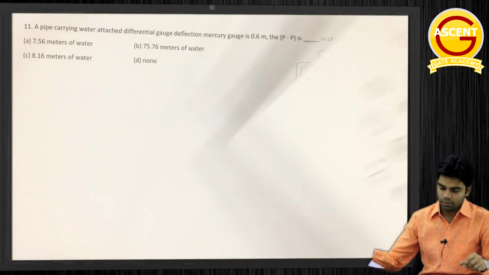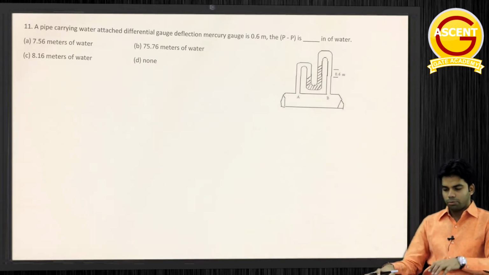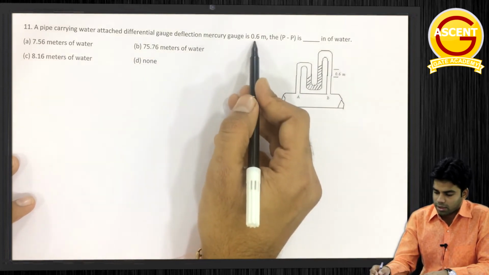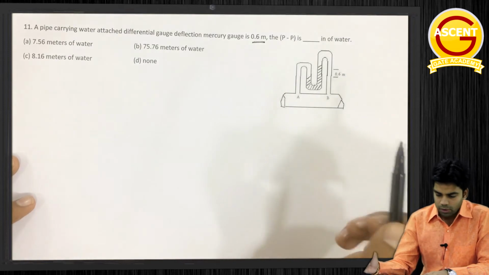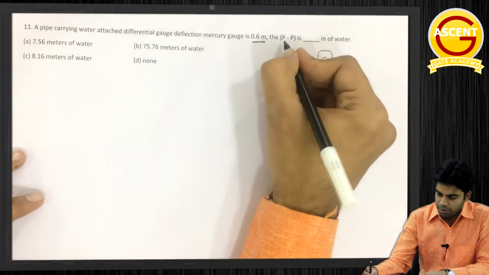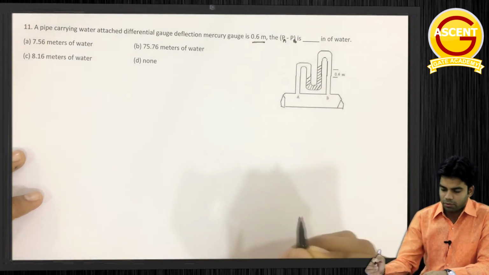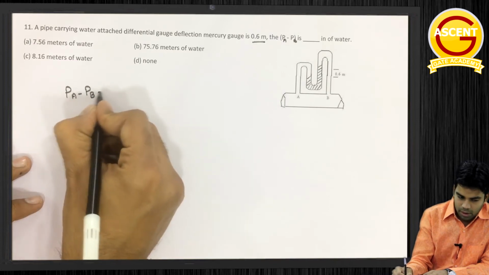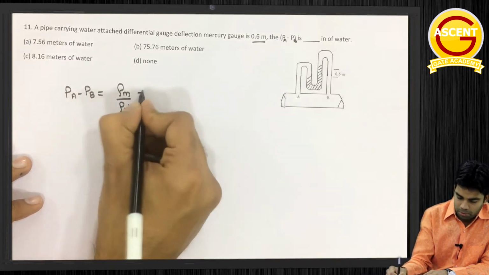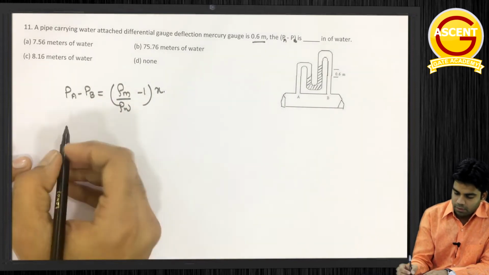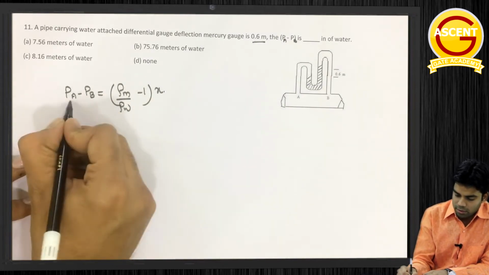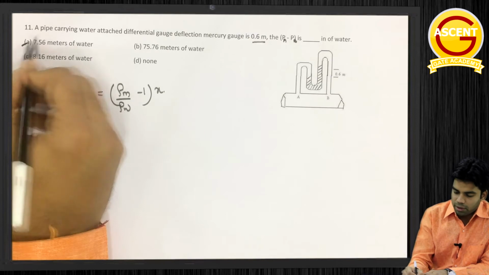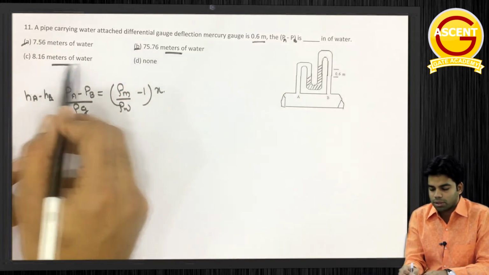Next question. We have the question of an inverted tube manometer. A pipe carrying water is tested with a differential gauge, and the deflection of the mercury gauge is 0.6 meter. We have to determine PA minus PB, the difference in pressure. How can we determine it? I have already told you PA minus PB is equal to rho m by rho w minus 1 into x. This is actually in meter of water, or you can say this is Pa minus Pb by rho g, or Ha minus Hb. Finally we have to calculate it in terms of meter of water only. The options are given in meter of water.